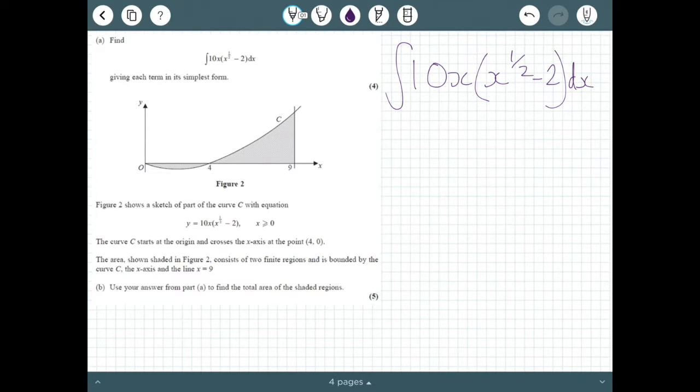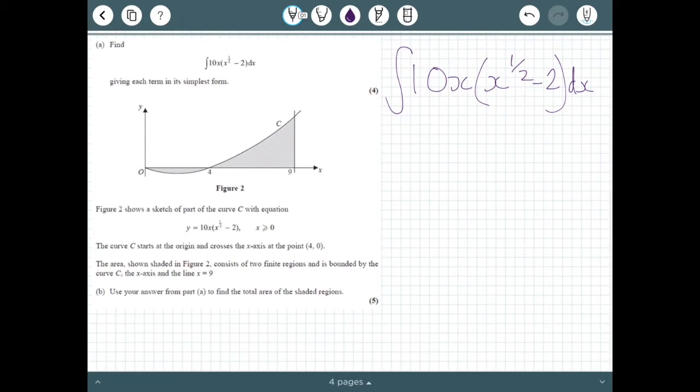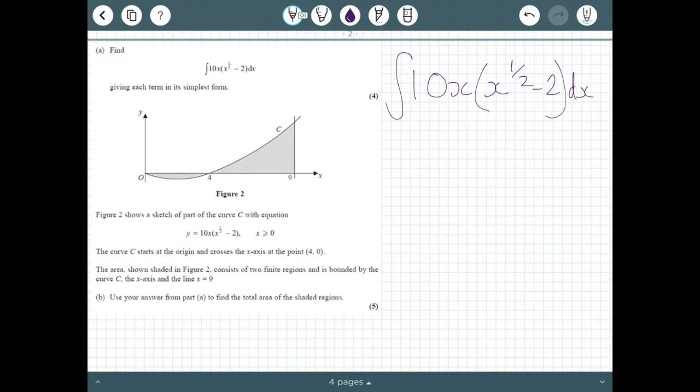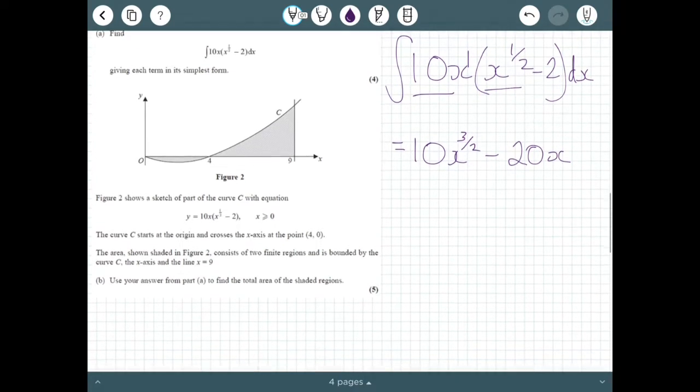For the first 4 marks, what we're going to have to do is integrate this and give each term in its simplest form. We can't integrate this at the moment, so I'm going to expand out the brackets. I'm going to do 10x times x to the power of a half. Remember that x is x to the power of 1. So expanding this out, you end up with 10x to the power of 3 over 2 minus 20x, and again this is to the power of 1.